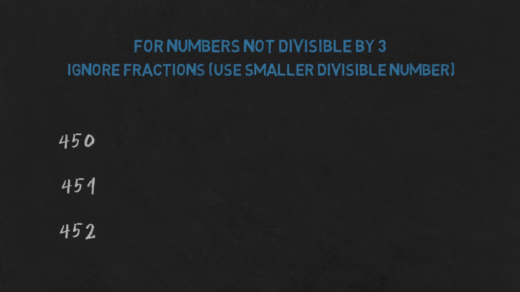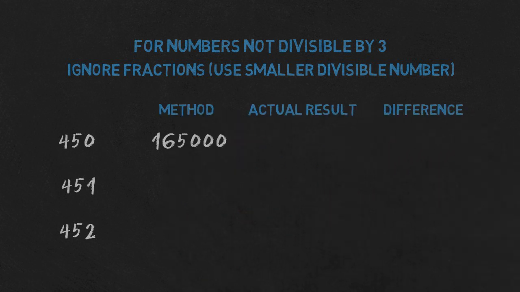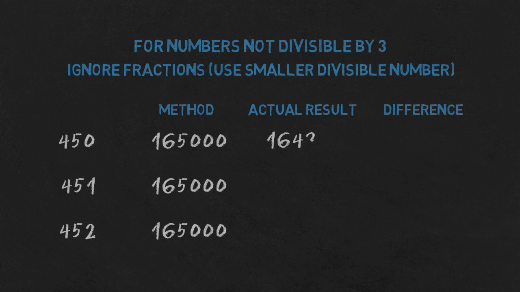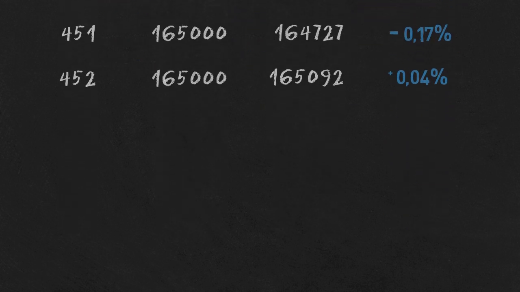For all those 3 numbers, we'll get the same result as for 450, so around 165,000. And here are the exact results. As you see, the difference is always below half a percent. However, with smaller numbers, those fractions do matter.